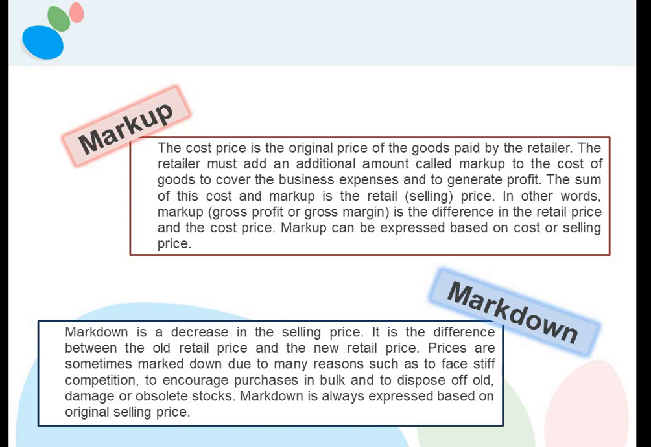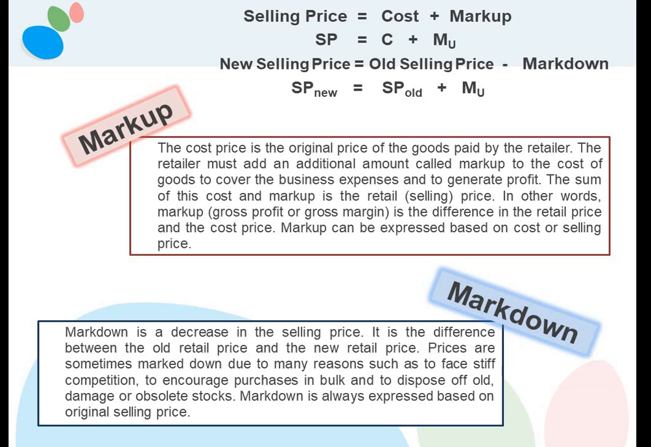Okay, let's say your new selling price is 13 ringgit. Okay, 13 ringgit is your new selling price. 15 ringgit is your old selling price. So your markdown is 2 ringgit. Okay, because markdown is the difference between your old selling price and your new selling price.